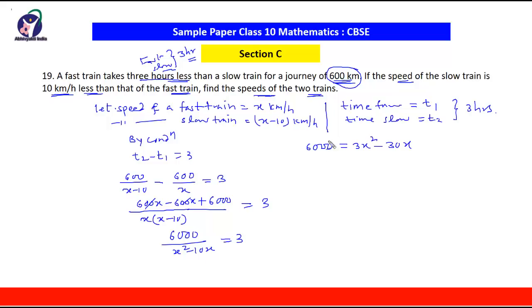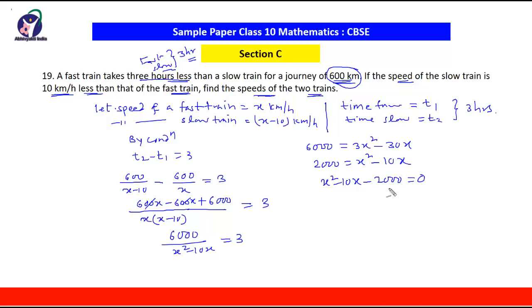Now write this in standard form, that is, this is a quadratic equation, and first divide by 3 because 3 is the common factor. So divide by 3 throughout the equation. So it will be 3 2s are 6, 2000, which is equal to x square minus 3 10s are 30, 10x. So it will be x square minus 10x, take 2000 to the other side, minus 2000, which is equal to 0.